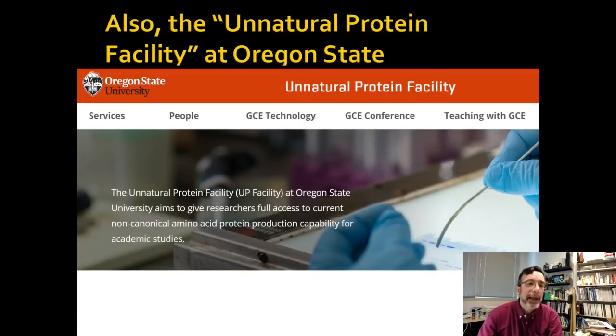And so now they even have facilities for this. This is a core facility at Oregon State that will make unnatural protein, probably because it's too hard for individual labs to do it themselves, but it's useful. They actually have a facility of technicians and scientists who do this all the time, and they'll help you figure out how to use it for your lab. I just think that's a cool name, Unnatural Protein Facility. I'd kind of like to get a shirt for that.